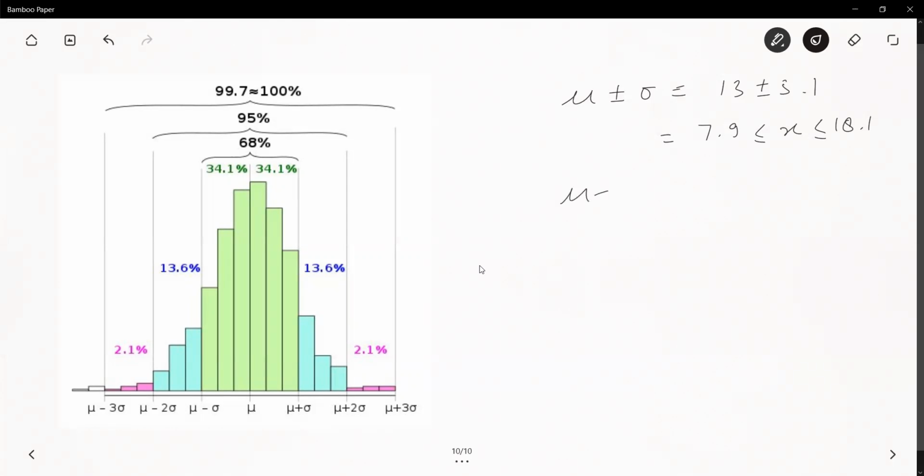Now if I take mu plus minus 2 standard deviations, in this case it is going to cover your whole data set. It is going to start from 2.8, or about 3, so 2.8 is less than or equal to x is less than or equal to 23.2. In this region it is going to cover 95% of the data.